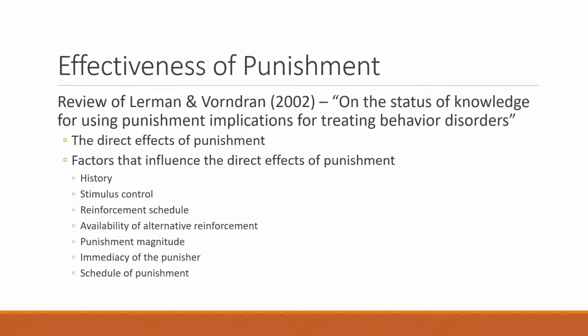Then we have a set of points here related to how effectively punishment is implemented. Punishment should be a sufficiently high magnitude right away, not gradually increased. That would lead to more habituation. The punisher should be delivered immediately contingent on the target behavior and on an FR1 schedule. These variables all affect how likely the aversive stimuli will be to actually suppress responding.